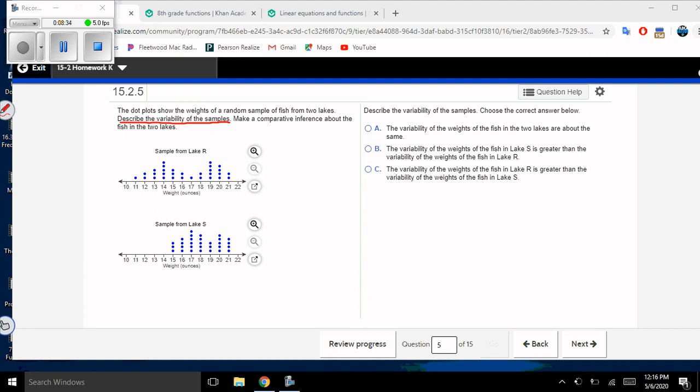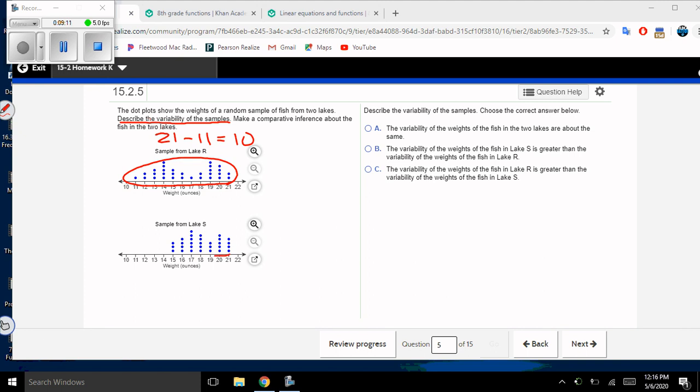Now remember, the variability is basically the change of the samples, all right? Are they tight together, which means there's not much change, or are they spread apart, so that means there's more change or more variability. So as you can just take a glance at this grouping, if I look at Lake R, we have some fish that are 21 ounces, and the smallest fish is 11 ounces. So what we're saying here is that the spread, or the variability there, is approximately 10 ounces.